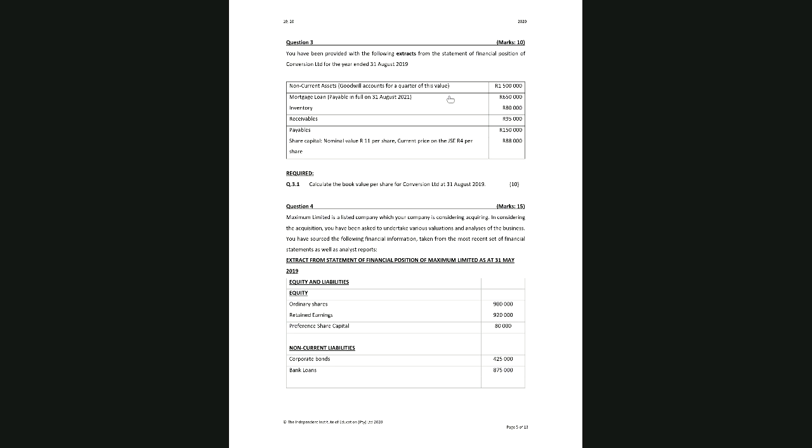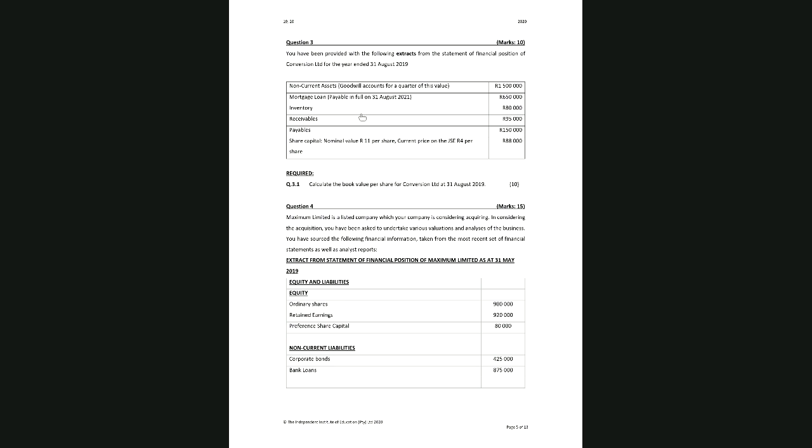You must be able to make these conclusions when you do these questions. Okay, inventory, receivables, payables, nothing funny about that. And the share capital, they've given you the total value of the share capital and what the current price on the JSE is, as well as the nominal value per share.